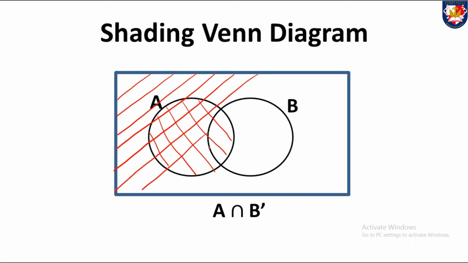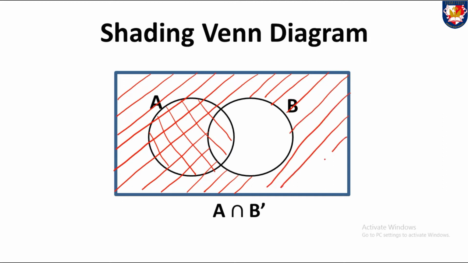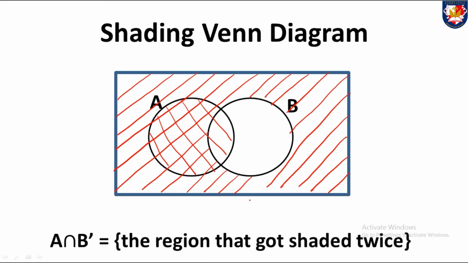Remember, the area of set B is not included. We shade them all. So this is the area of B complement. There it is. Now, since this is intersection, the region of A intersection B complement is the region that got shaded twice. Like you see here, only this area got shaded twice.